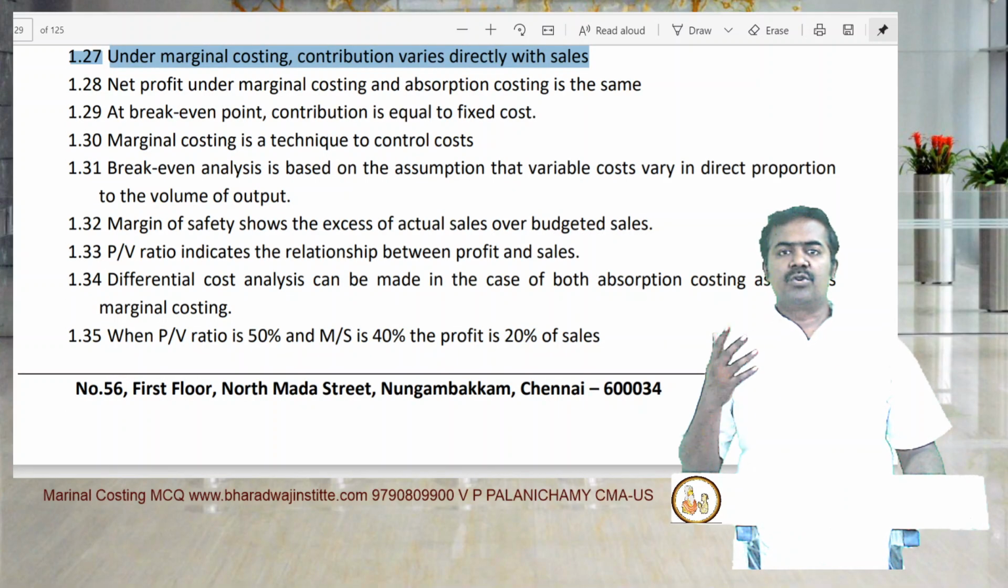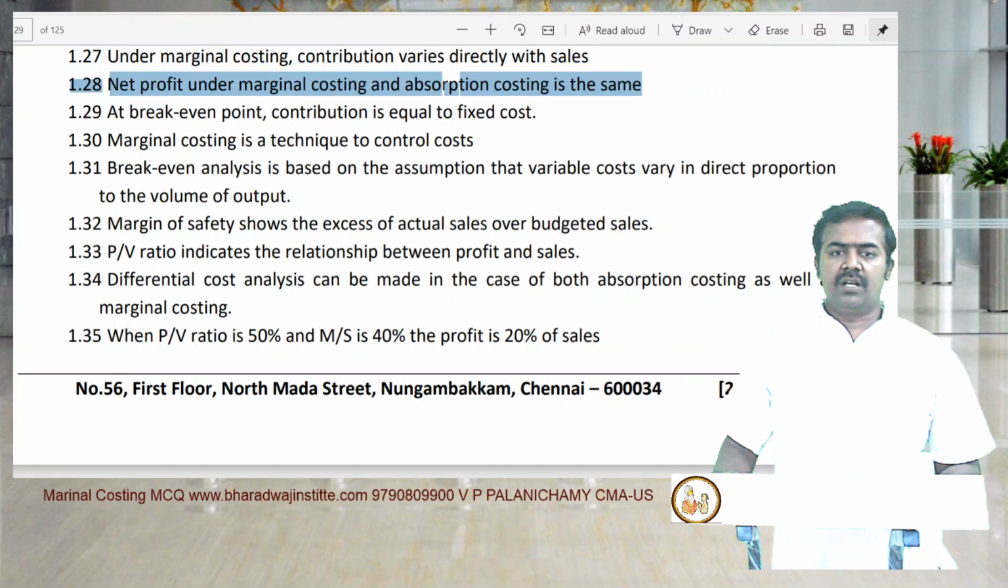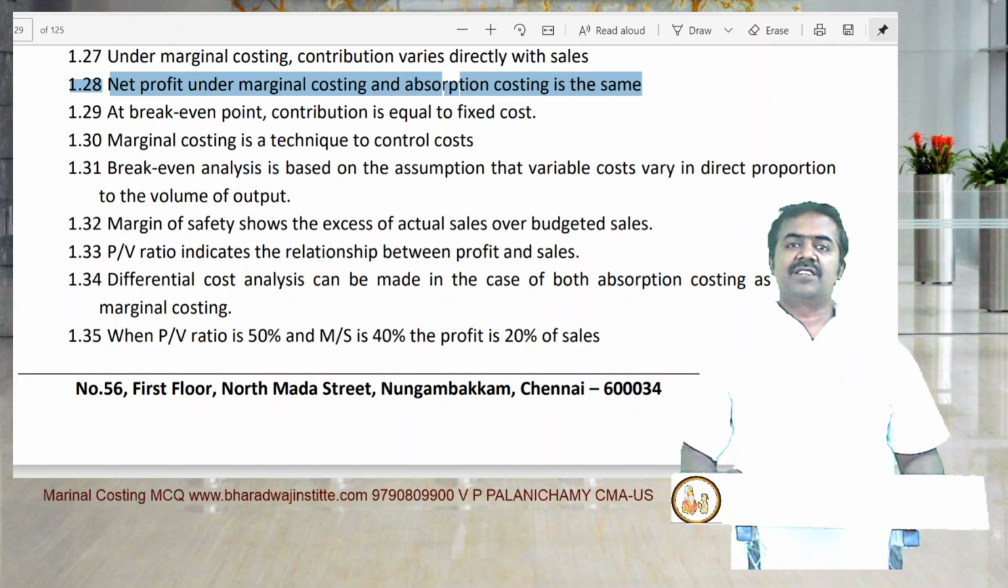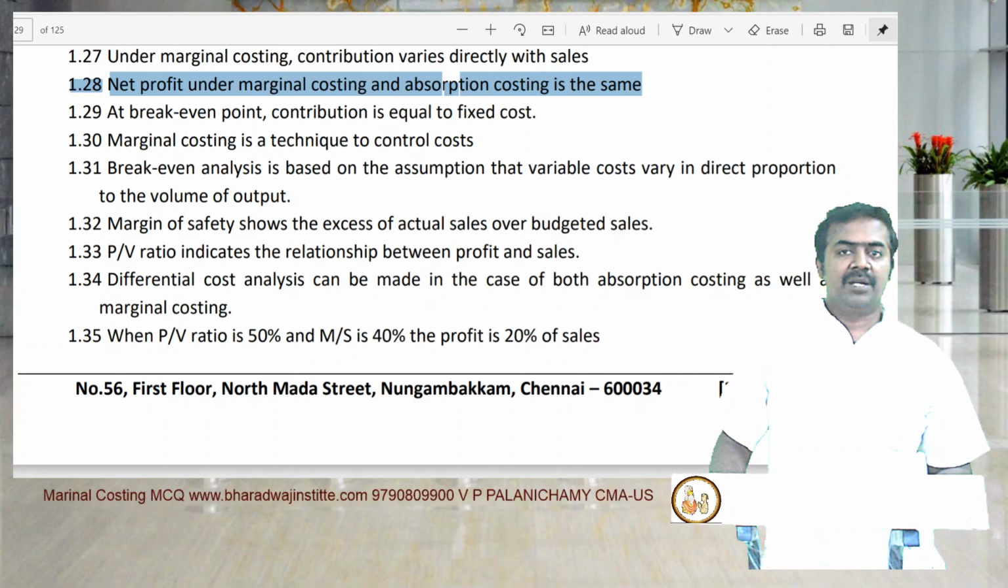Profit. Under marginal costing, direct contribution directly varies with sales. Yes. More sales, more contribution. True. Net profit under marginal costing and absorption costing is the same. Is it the same? It will change. When will it change? When there is a difference in stock, it will change. You cannot say it is always the same. Blind statement you cannot make.